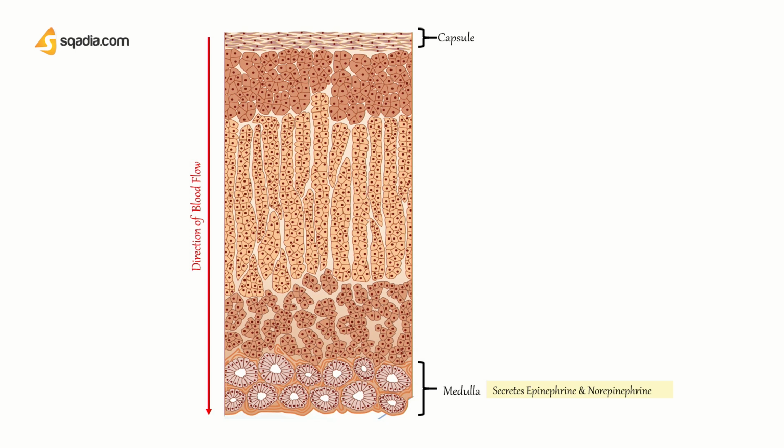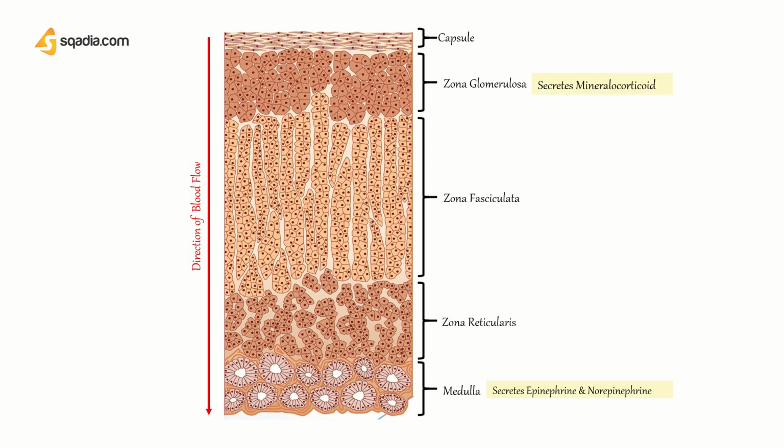It consists of 3 layers, namely the zona glomerulosa, which is the outermost layer, the zona fasciculata, which forms the middle part, and the zona reticularis, which forms the innermost layer. Now, these are responsible for the synthesis of mineralocorticoids, glucocorticoids, and androgens, respectively. And you can also appreciate the medulla is responsible for the secretion of epinephrine and norepinephrine.